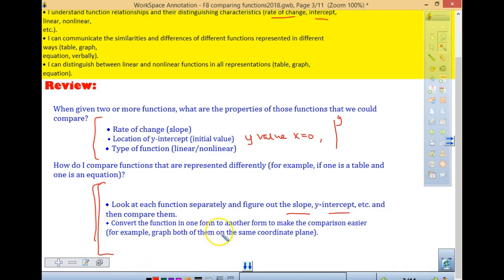It says, convert the function in one form to another to make a comparison. So if you're given a graph and a table, you might want to graph the table so that then you can compare their steepness. If you're given a table and an equation, you may want to write one of them either as a table or as an equation.